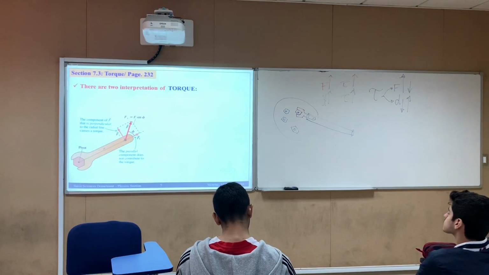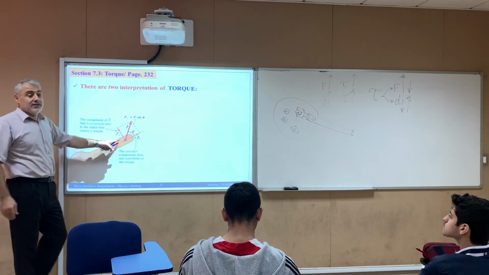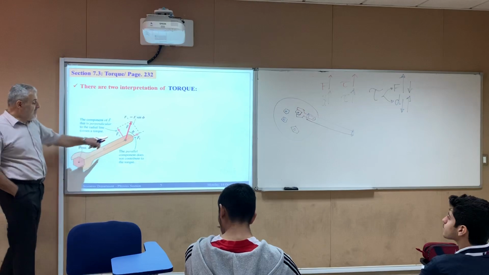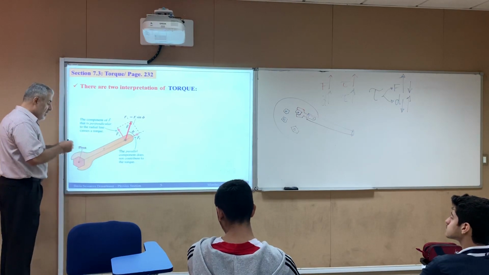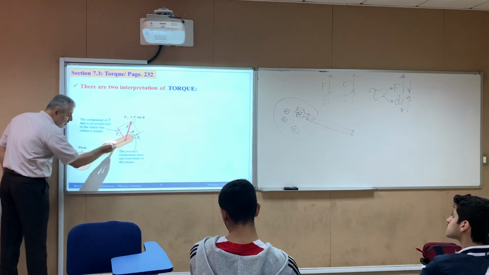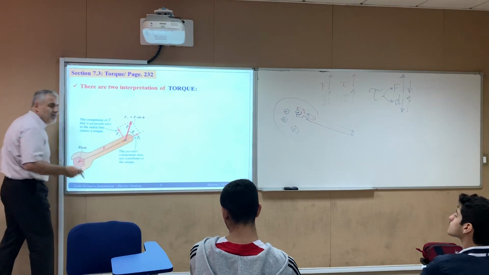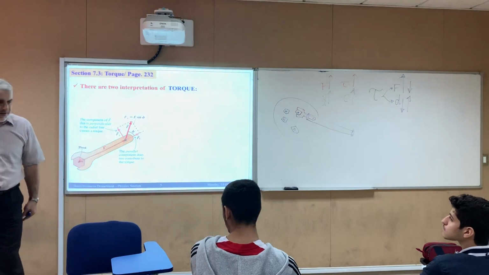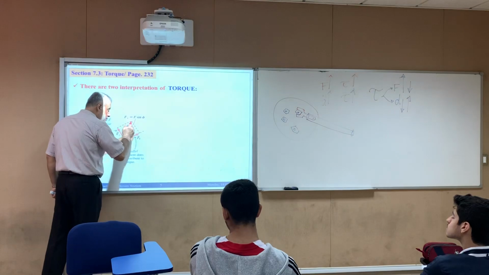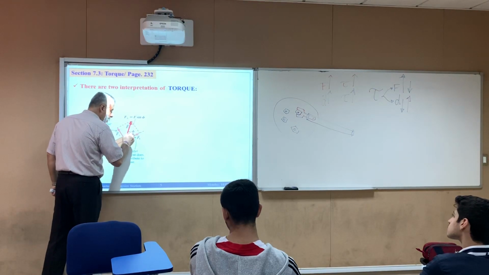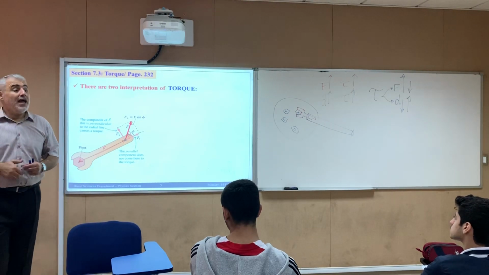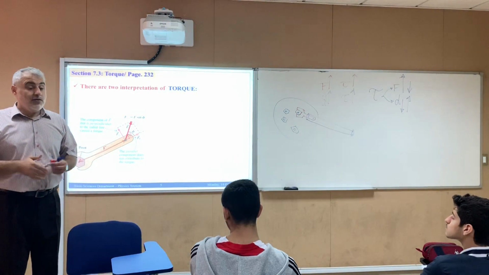See, if you have a spanner like this, and this is a pivot, we apply a force here. As I told you, the distance from the force to the pivot is my D. I will call it R. By the way, R, D, S doesn't matter, it's the same. Now, if the force here makes an angle with the axis, this is not a perpendicular angle. So the idea is what?